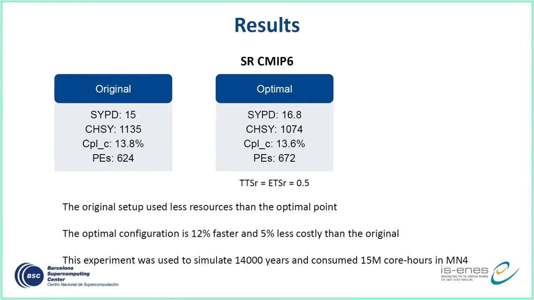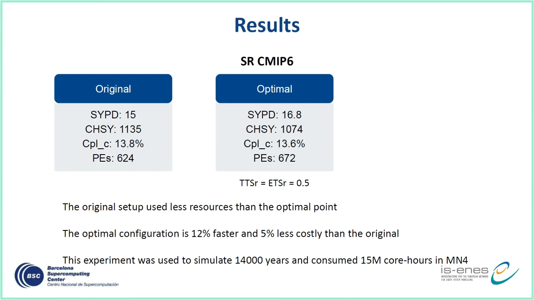So yeah, the original setup of this experiment was used to simulate over 14,000 years and consumed more than 50 million core hours in Mare Nostrum 4 back then. So this was really carefully made up so that it was like the optimal path at that time. As we see, the optimal that we achieve is a configuration which is not only 12% faster, but is also 5% less costly than the original.